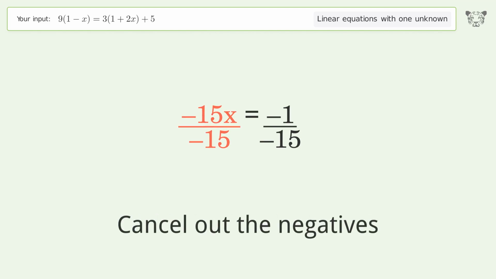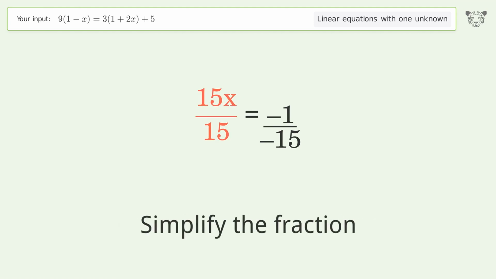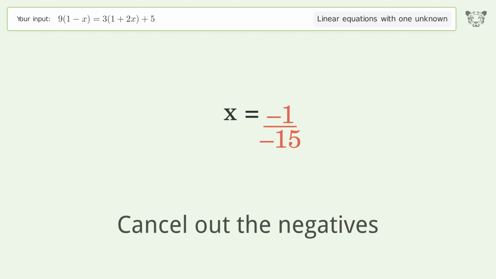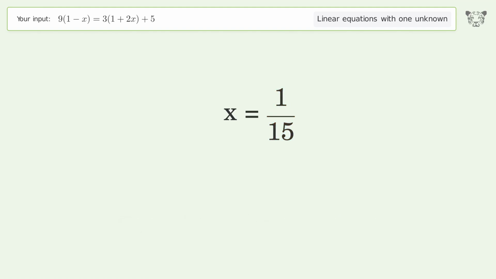Cancel out the negatives. Simplify the fraction. Cancel out the negatives. And so the final result is x equals 1/15.